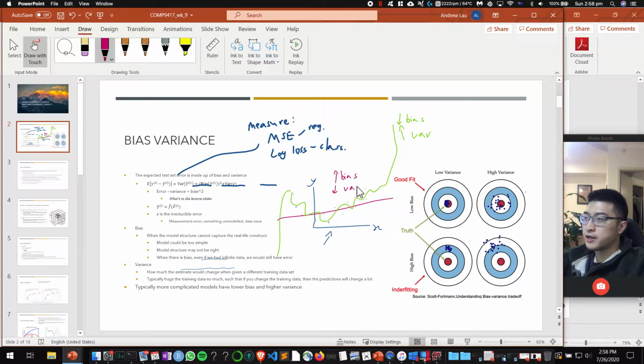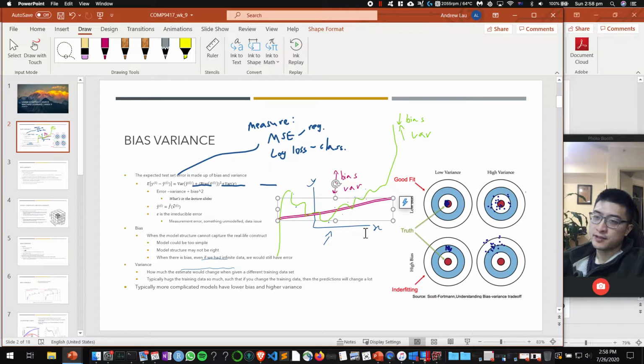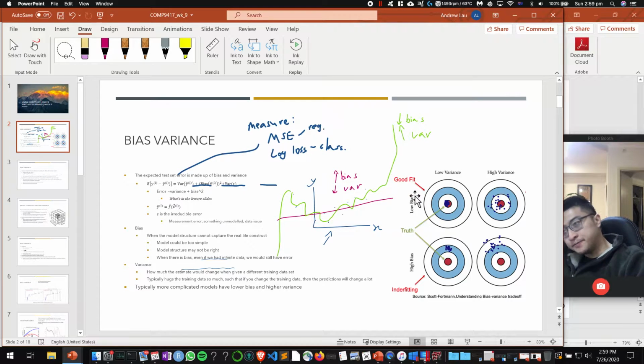On the flip side, this simpler model here, this straight line, is relatively insensitive to changes in the data, so it's low variance, right? So this diagram here is quite common. You've probably seen it here and there.